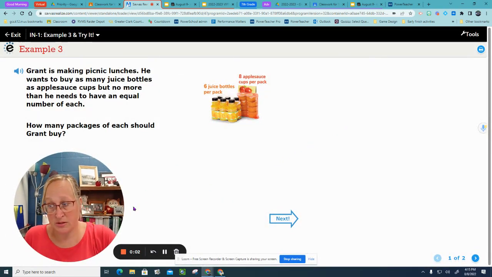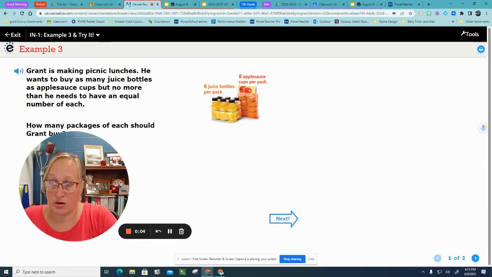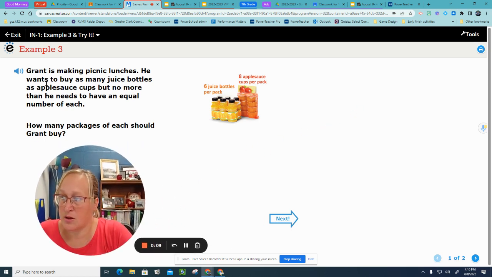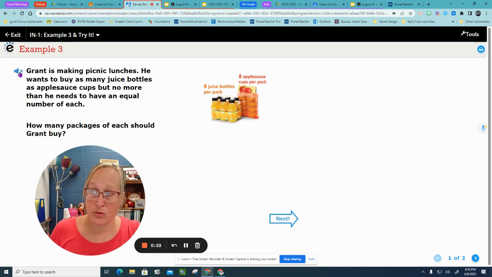All right, so I'm going to attempt to do videos with this, but we'll see how it goes. Yours looks a little different. You'll have tabs across the top, possibly, but you're looking for example 1 or example 3 and try it. It will read to you if you need to use this and have it read to you.